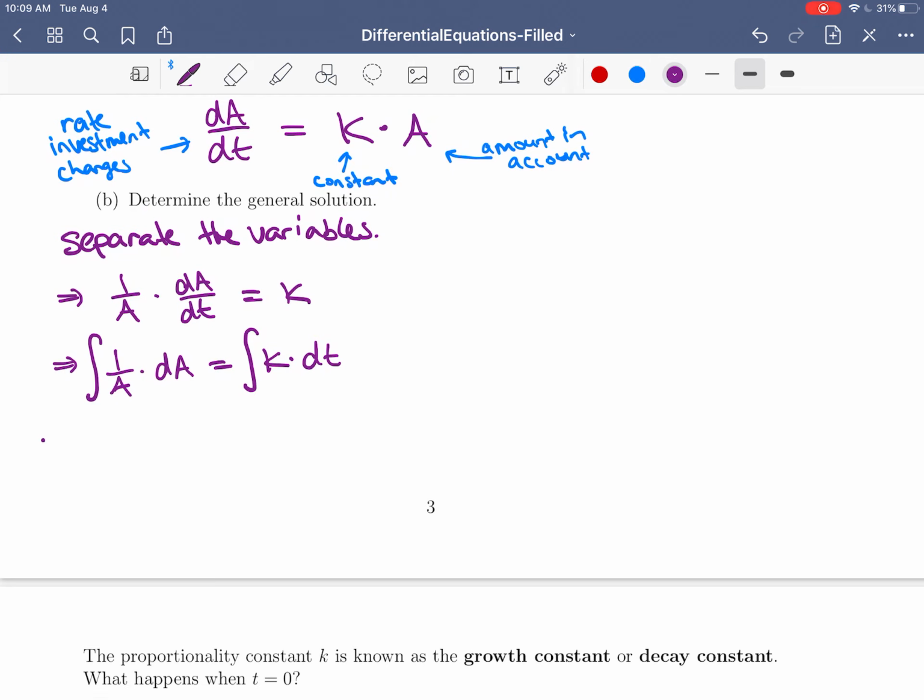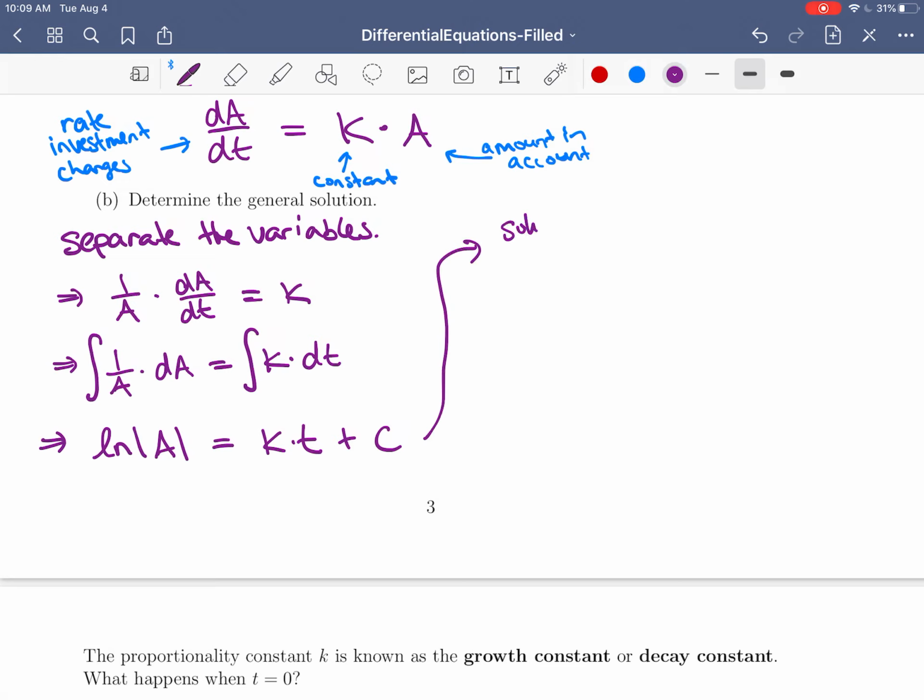So the integral of 1 over a dA is ln absolute value a. The integral of k is a constant, so it could come out of the integral if you want. The integral of 1 dt is t, so I'm going to have k times t. And then I only need one constant, so I'm going to put it on the t side. So I have ln of a is equal to kt plus c, and I want to solve for a.